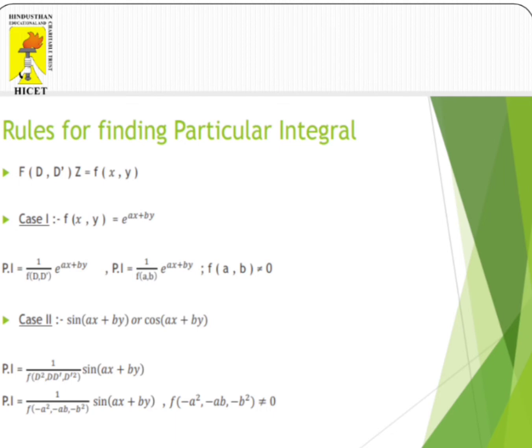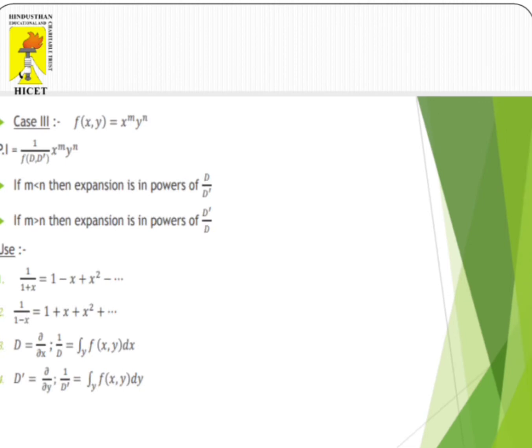In the second case, if f of x comma y is a trigonometric function, that is sine of ax plus by or cos of ax plus by, then in the particular integral the substitution is D square equal to minus a square, D D dash equal to minus ab, D dash square equal to minus b square.